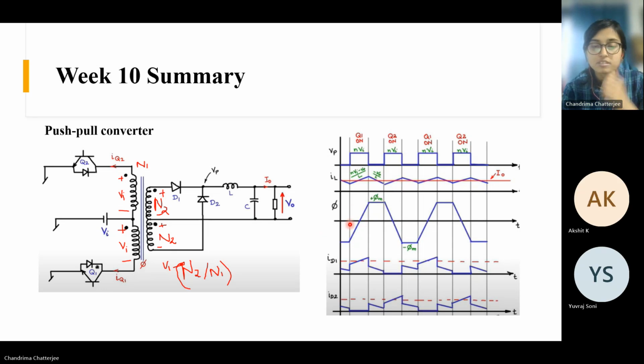Then the waveform that we have shown is the flux waveform, the flux through the core. So we know that Vi minus V.